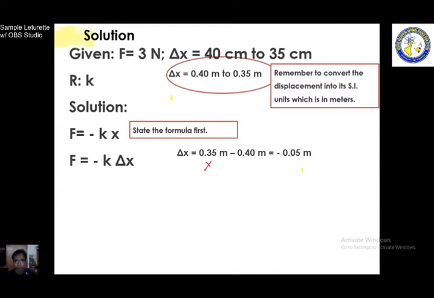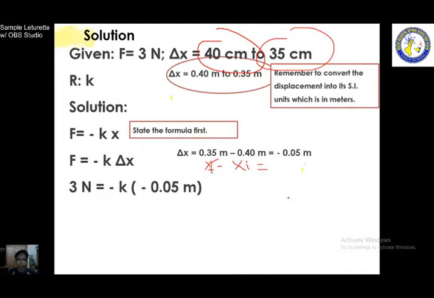So delta x is x final minus x initial. That's why we are given 0.35, which is the final, and the initial, which is 40 centimeters or 0.40 meters. Okay, so our force is 3 newtons. So simply substitute the values: 3 newtons, k, then 0.05 meters for change in x.